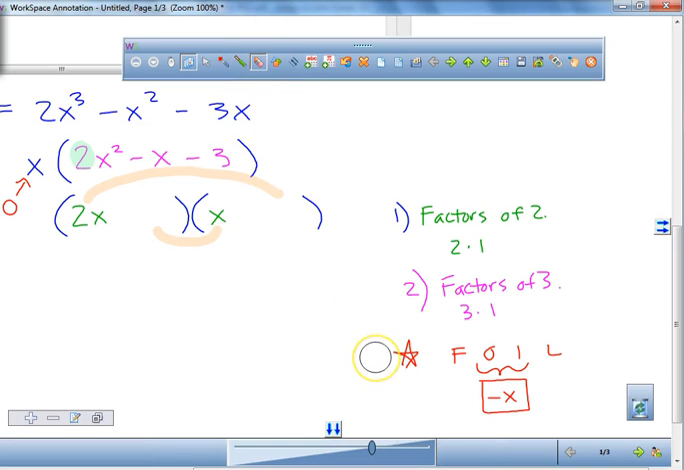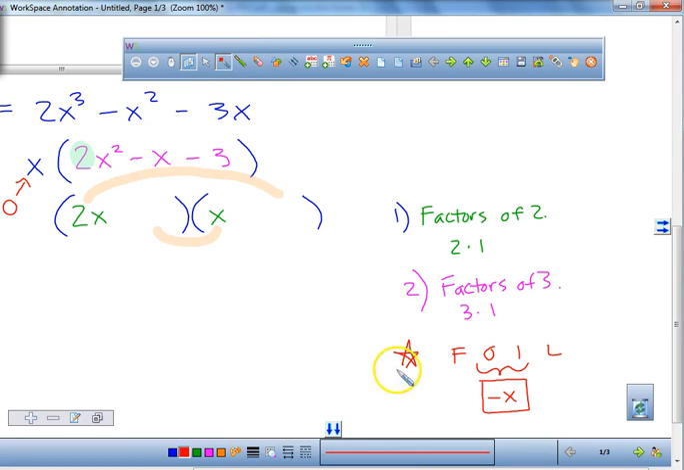Sometimes you have to figure out what it is. If it doesn't work, try something else. Anybody else want to try? All right, Emily, what are your ideas here? 3? Okay, how about this? We won't worry about positive or negatives until the very end.